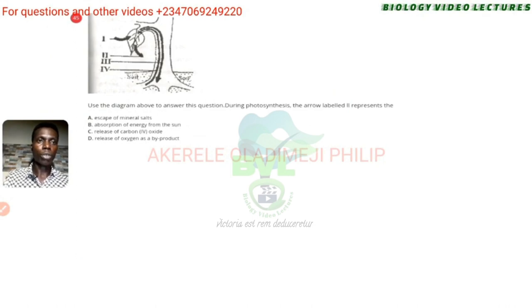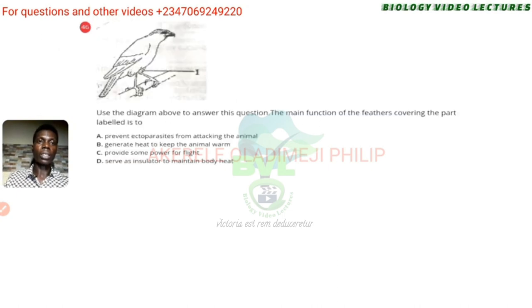Now use the diagram above to answer this question. During photosynthesis, the arrow labeled two represents oxygen being released as a byproduct through the stomata. So this is oxygen going out. If it were one, one would be CO2 going in for photosynthesis.